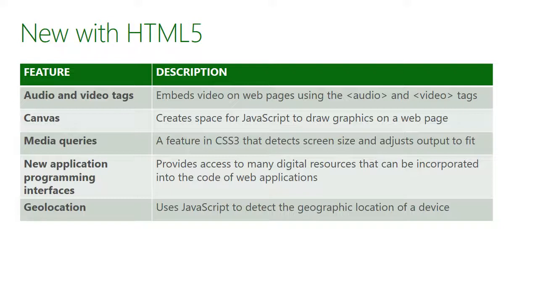New application programming interfaces, or APIs, which provide access to many digital resources that can be incorporated into the code of web applications, and geolocation, which uses JavaScript to detect the geographic location of a device.